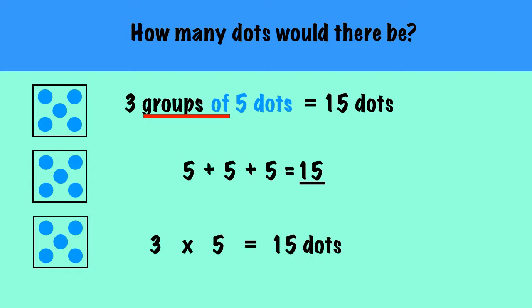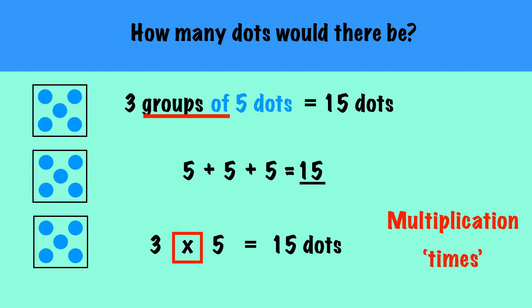Now this X that we put in the middle to stand for groups of is a type of math called multiplication. Often you'll hear people say the word times when they read it, but what it really stands for is the word groups of. Let's look at another challenge.